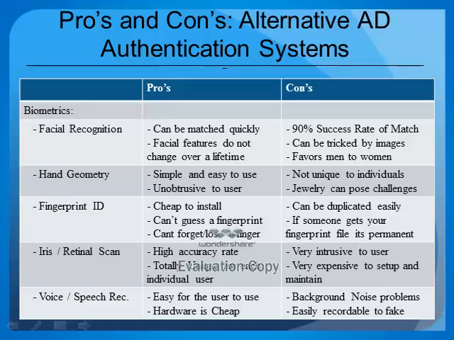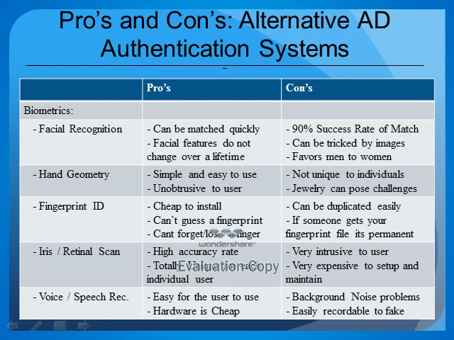With hand geometry, this is very simple and easy to use and unobtrusive to the end user. However, they're not unique to individuals, and certain jewelry can pose challenges to the software. With fingerprint ID, this is a cheap to install system. Attackers cannot guess a fingerprint, and a user cannot forget or lose their finger. However, these can be duplicated easily, and if someone gets your fingerprint file, it's a permanent loss solution.